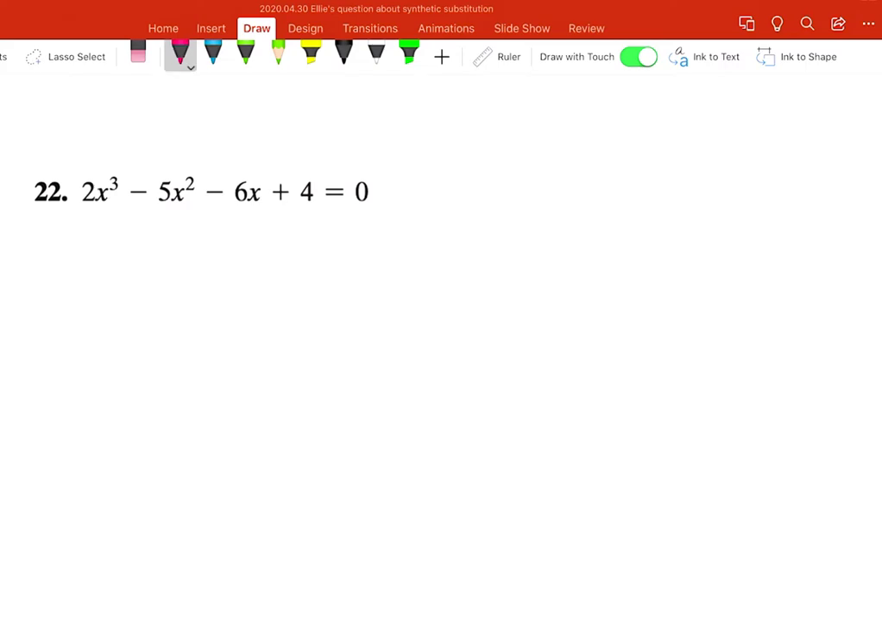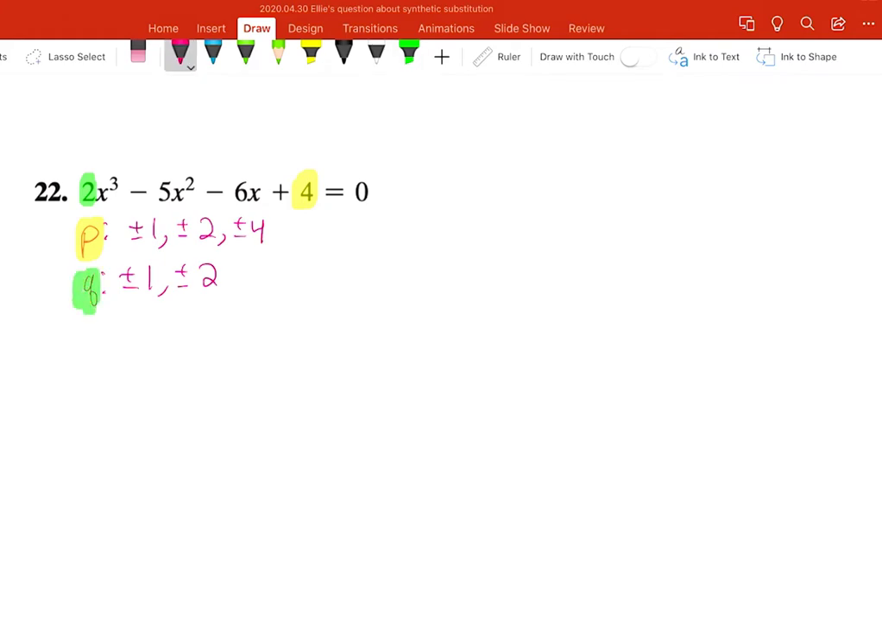So I'm just going to work this one out from scratch. P, my last constant term, I'm just going to observe that it's 4, and its factors are plus or minus 1, plus or minus 2, and plus or minus 4. And Q, my leading coefficient, hooked up with the biggest term there, is 2, so it's only got factors of plus or minus 1, plus or minus 2.